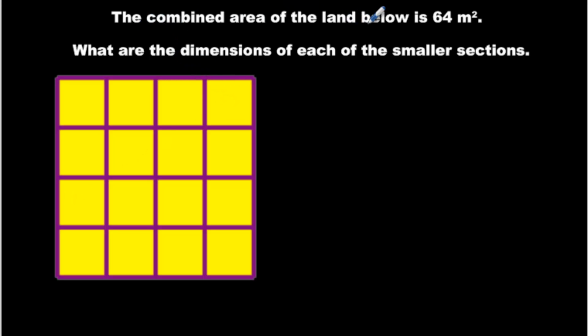Here's the last question of this lesson. The combined area of the land below is 64 meter squares. Okay. What are the dimensions of each of the smaller sections? Look, this is a little bit more challenging, but very similar to the last question in that ignore these little squares for now. The area of just the yellow is 64. Altogether, it's 64 meters squared. How long is each edge going to be? It's still going to be 8. 8 meters this way. It has to be 8 meters because 8 times 8 will make 64 meters squared.